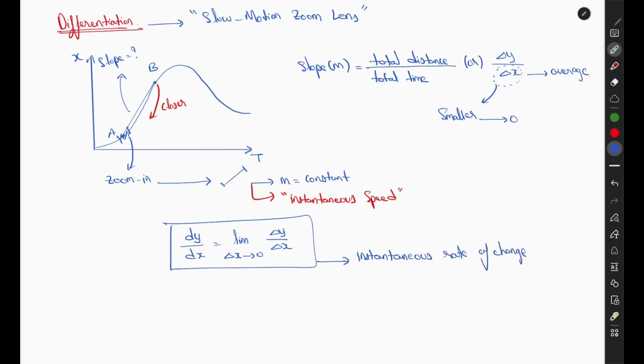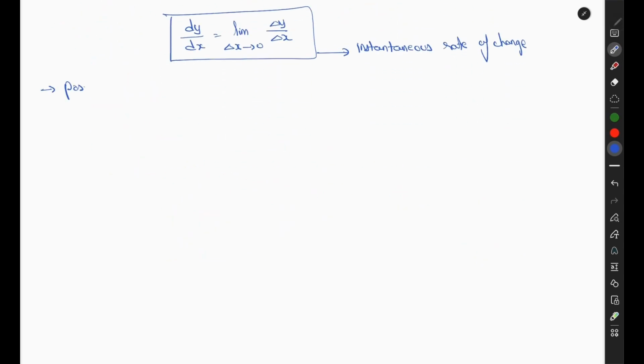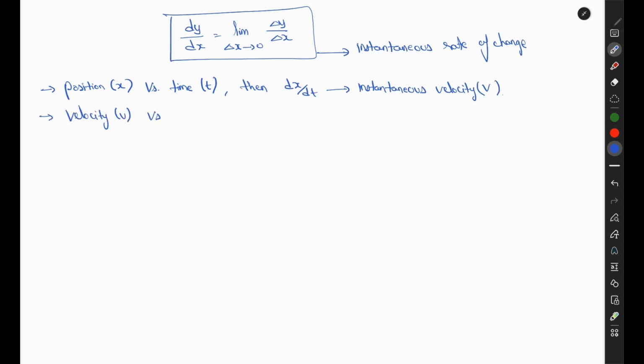So what does this tool do for us in physics? If we have a graph of position x versus time t, then dx by dt is the instantaneous velocity v. If we have a graph of velocity v versus time t, then dv by dt is the instantaneous acceleration a.